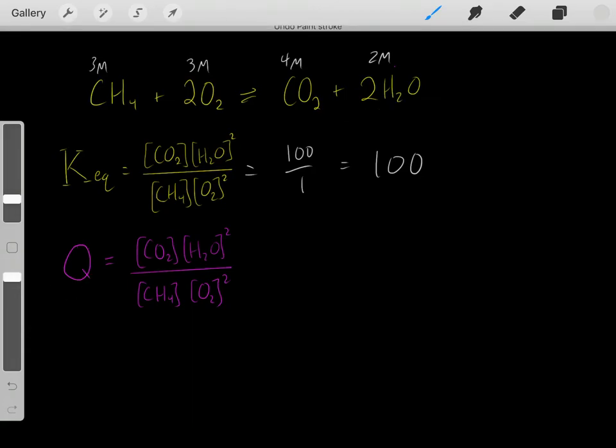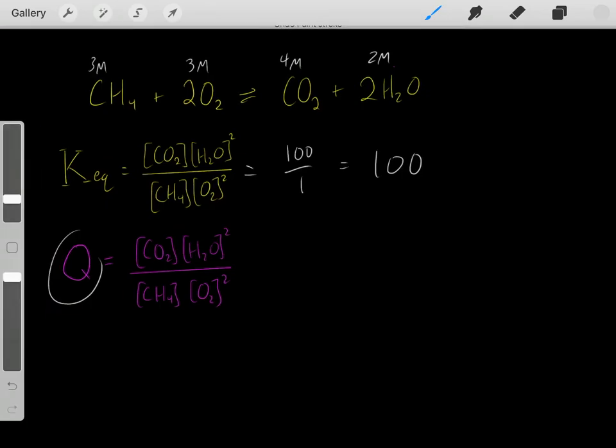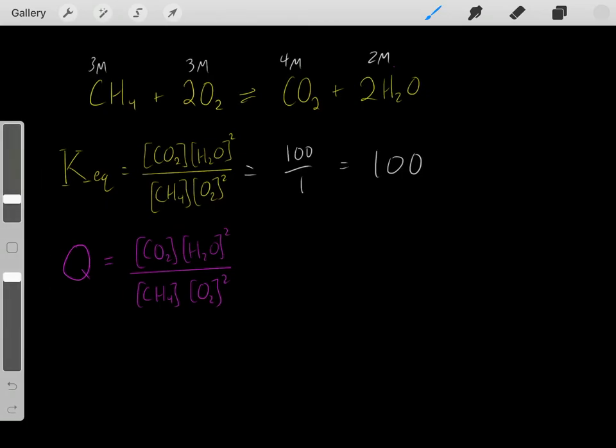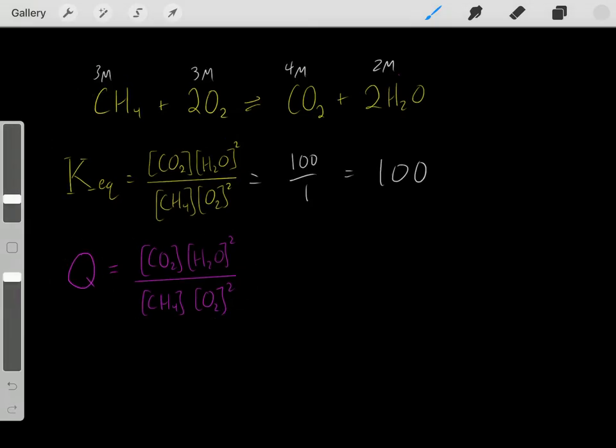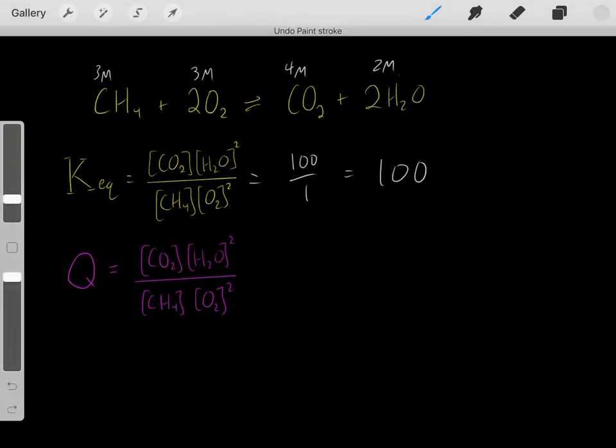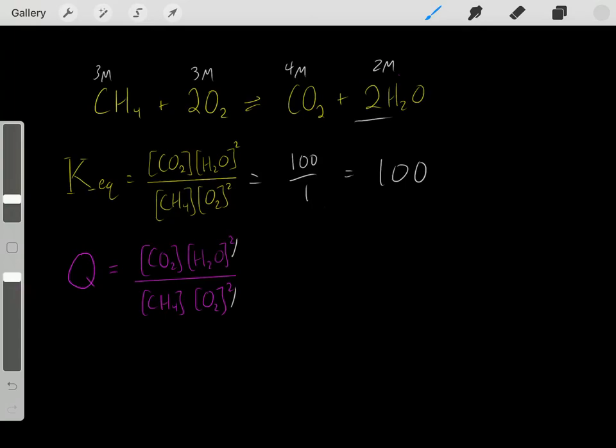However, what's this Q? What is the reaction quotient of a reaction, and what does it tell us? Well, you can find the reaction quotient of a reaction with the exact same equation. We take the products and we put them over the reactants. Then again, we put them to their respective powers based on the balanced equation.